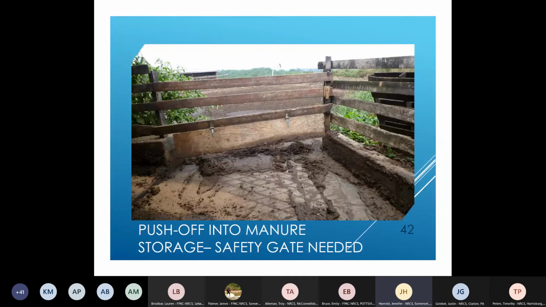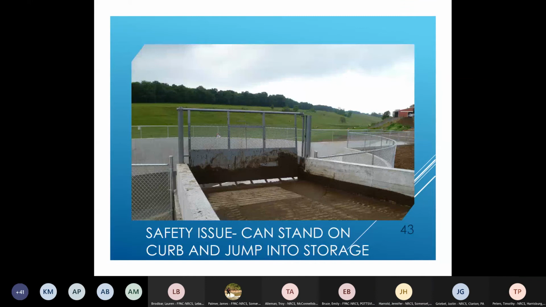Here's the push off into a manure storage. This is a kind of a dugout pond. I see some safety issues here where you could easily climb up the wooden fence, jump in the pond if you really wanted to. This would be a more current push off, but there are some issues still. If you were to stand on the push off curbing, you could actually jump right into the storage.